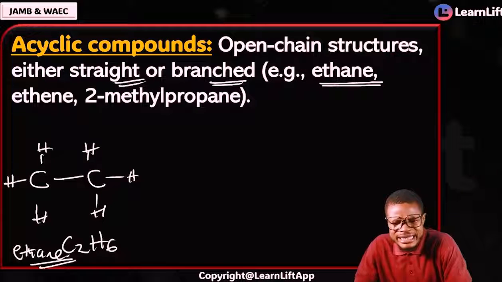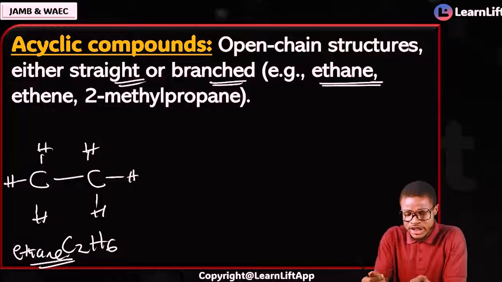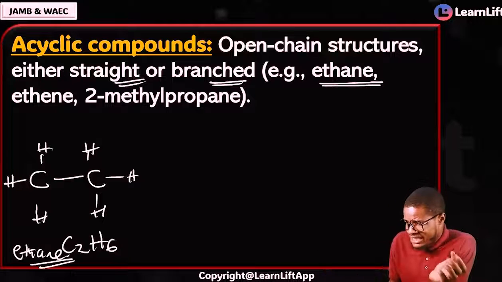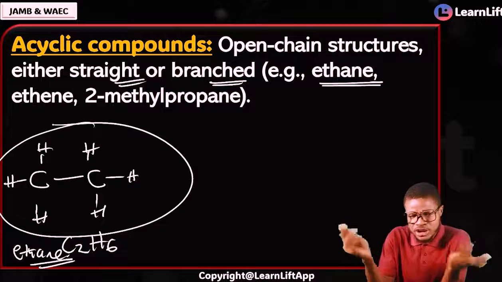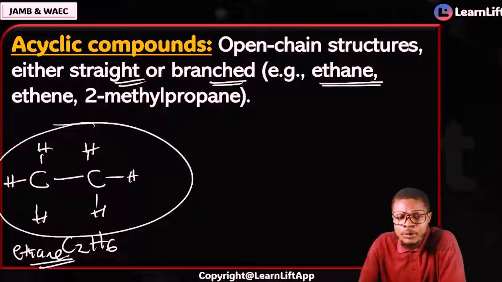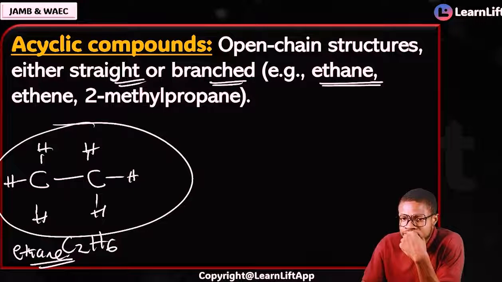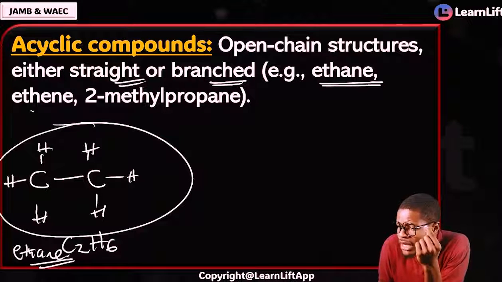So if this is my ethane, now the quick question is this: is ethane open chain or closed chain? Open chain. You can see the way it's looking. This guy is open chain. Does it make sense? And because it is open chain structure, what do we call it? It is acyclic.